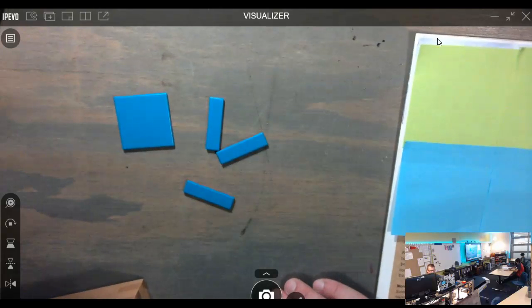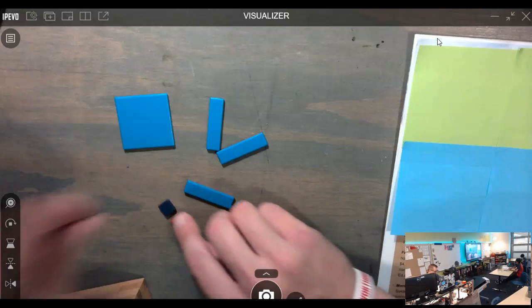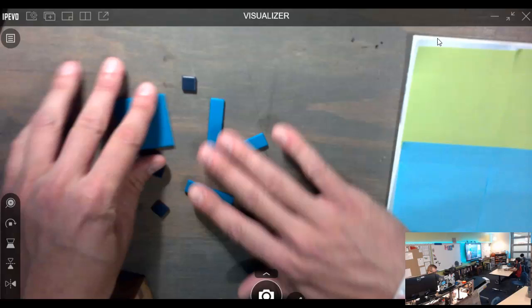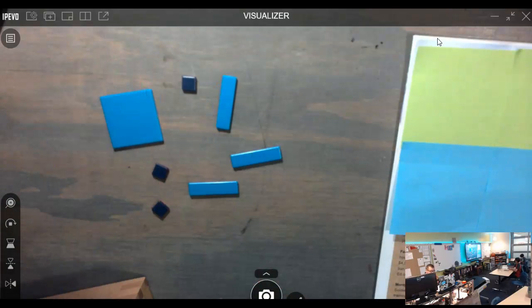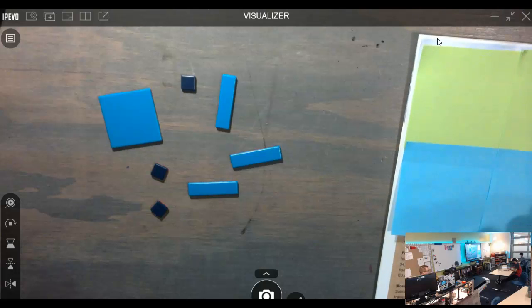and 3 1 tiles. Now, has anyone figured out how we can nicely arrange these? Because this is a jumble. Anyone figure out how we can nicely arrange these?